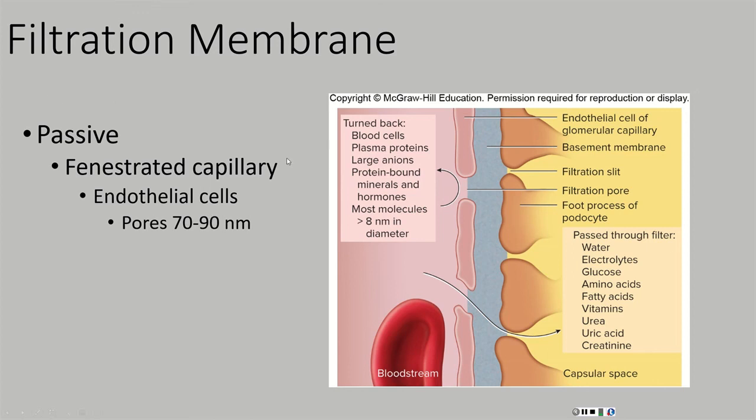And when we talk about the glomerulus, it is fenestrated. Think back to when we talked about capillaries. Fenestrations are basically holes in a capillary, which is what we see right here. The adjacent cells that make up the capillary will actually have some gaps in between them. And these gaps, these pores in between the endothelial cells, the cells that make up the capillary walls, are about 70 to 90 nanometers wide.